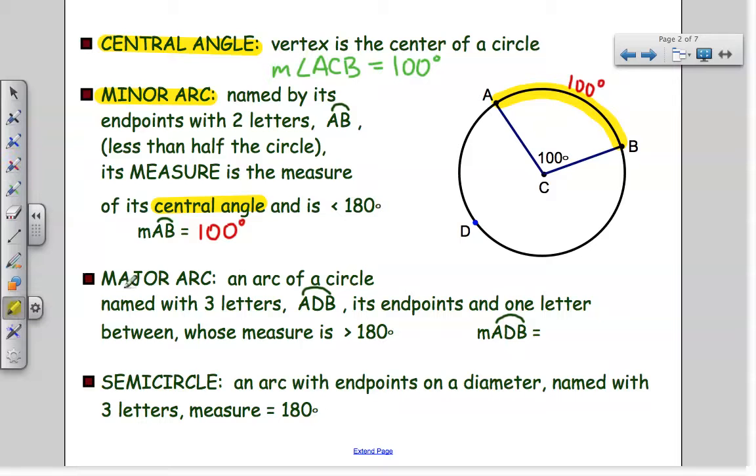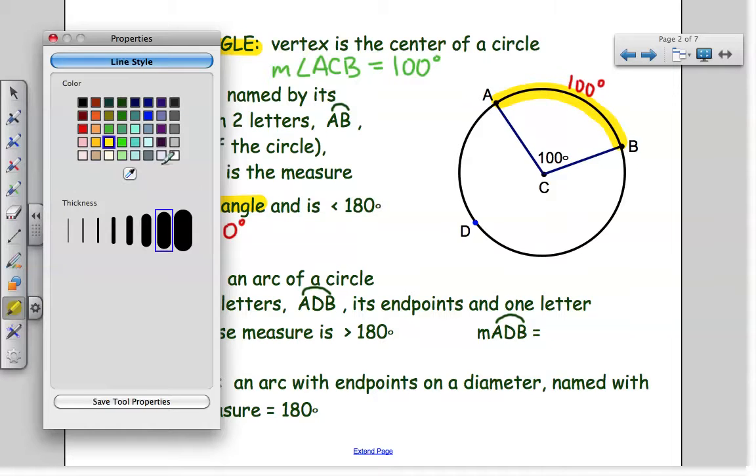And then when I talk about a major arc, notice I'm going from minor arc to major arc. This is an arc named with three letters, first of all, and the reason why is because it is greater than 180 degrees, more than half of the circle. And I name it with three letters to indicate that, yeah, I am more than half of the circle here. So you start at A, you go through point D, wherever that is on the circle, to end at B.